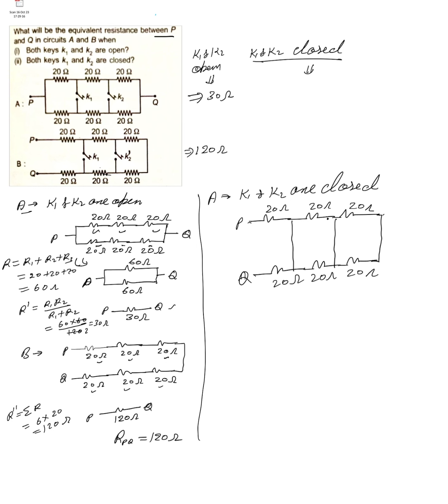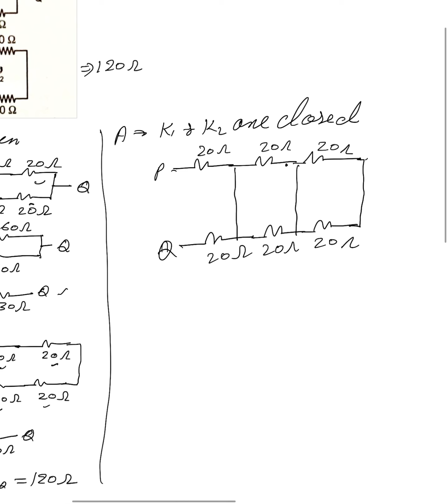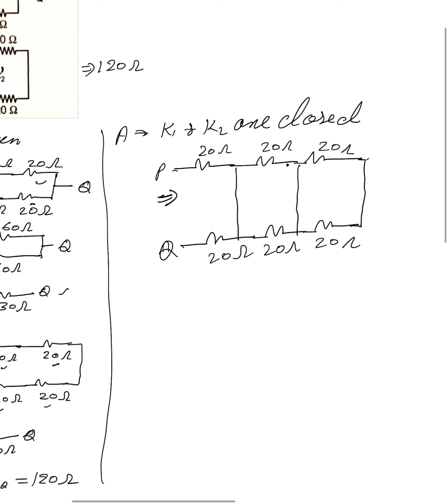If you see the circuit, clear? Now the next target is the equivalent resistance between P and Q. If you see very carefully, from the beginning, we go here 20, also here 20 ohm.